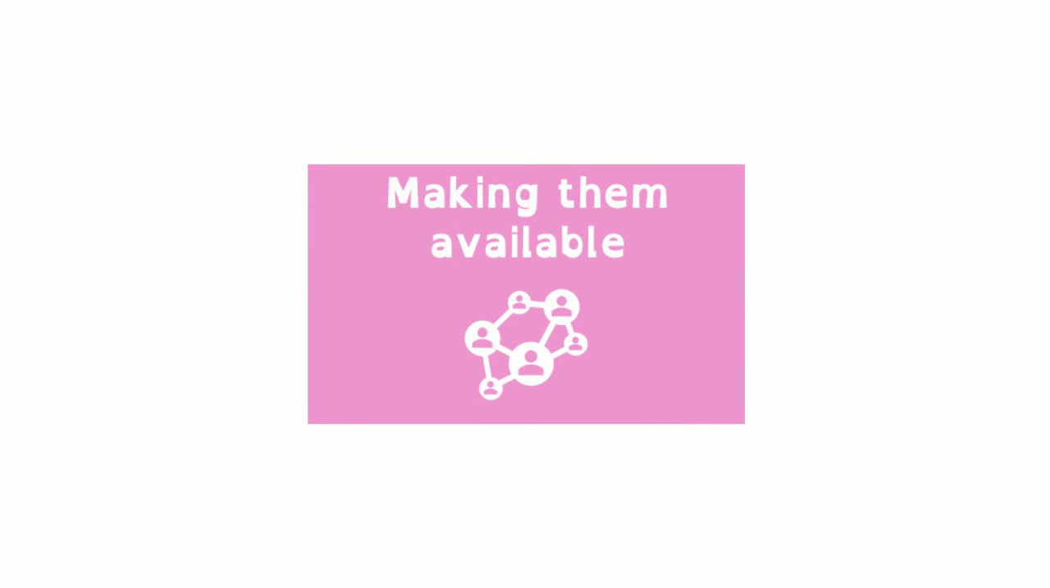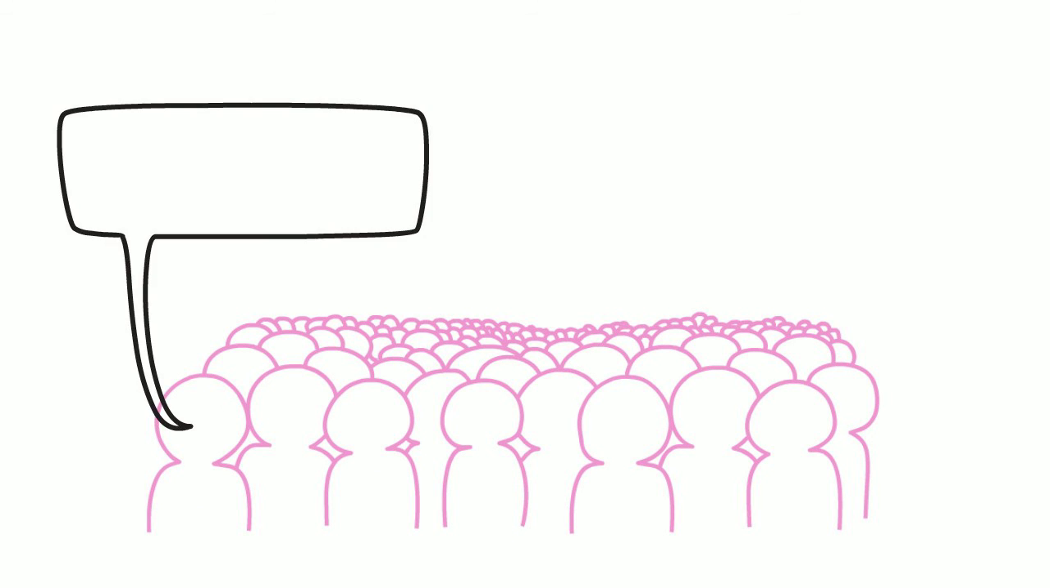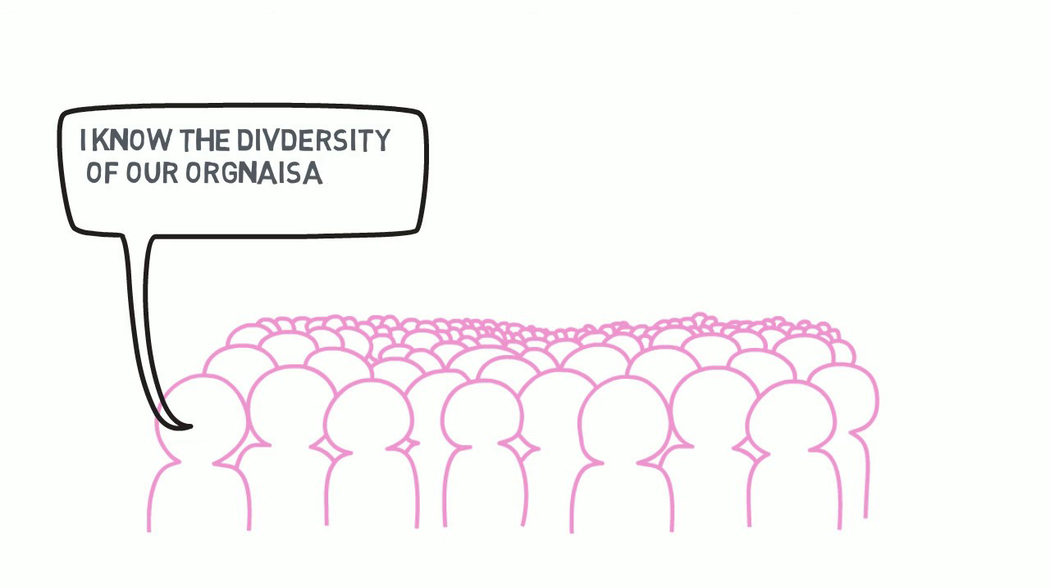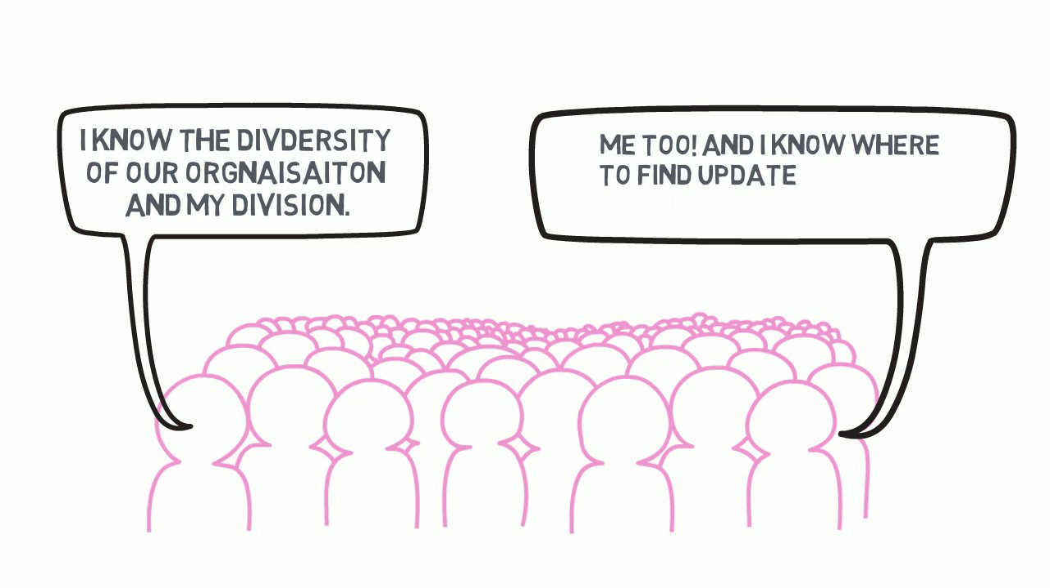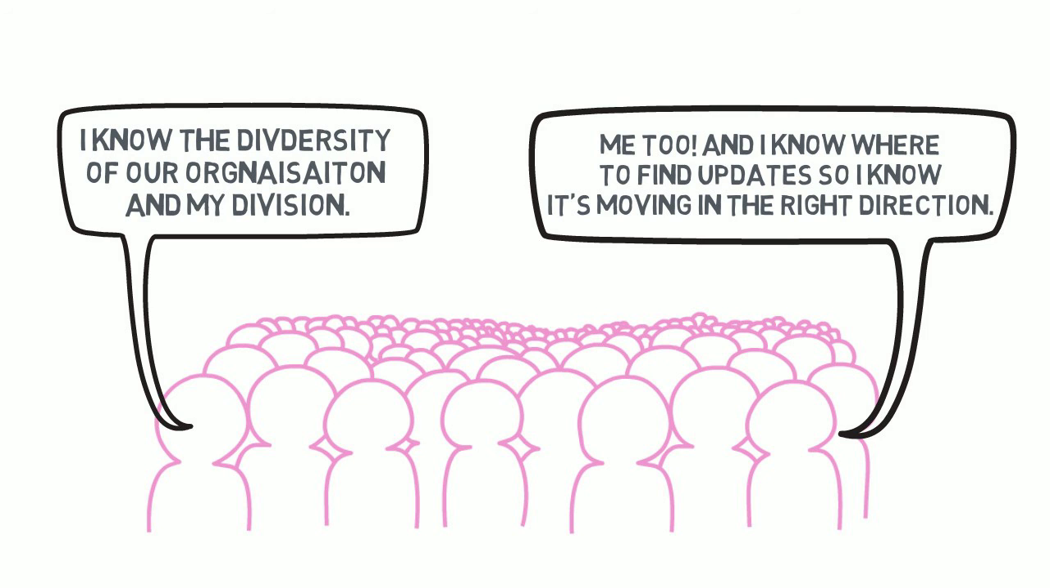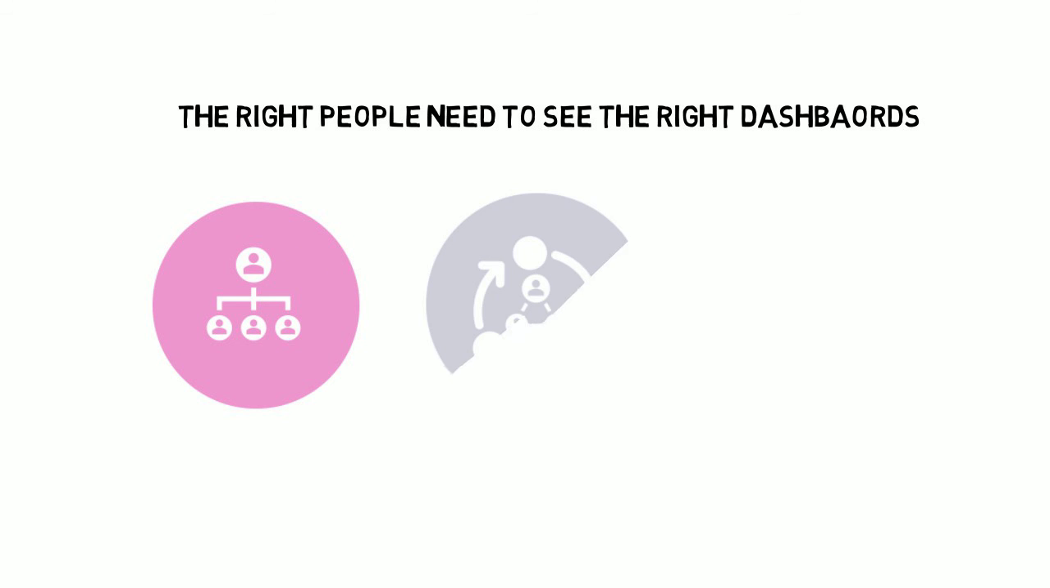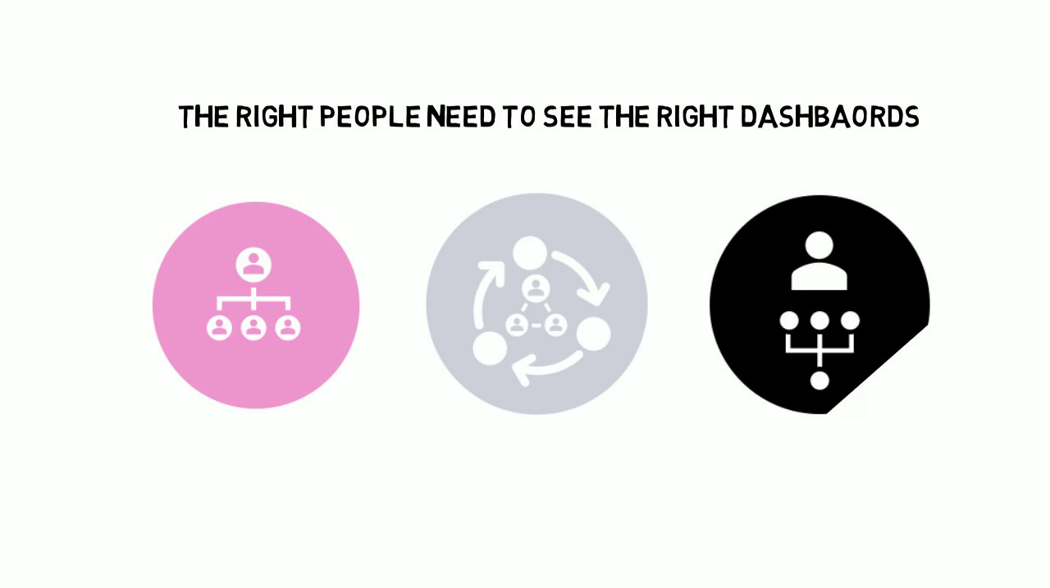Finally, who needs to see your dashboards and how can you make them available? Having dashboards is great, but only if the right people have access to them and own them. Everyone in your organisation should be able to access anonymous organisation-wide data and overall divisional service data. However, you also need the right people to own their relevant data, including the leadership team, service managers, and divisional managers. They need to know they are responsible for the data and what's driving it.